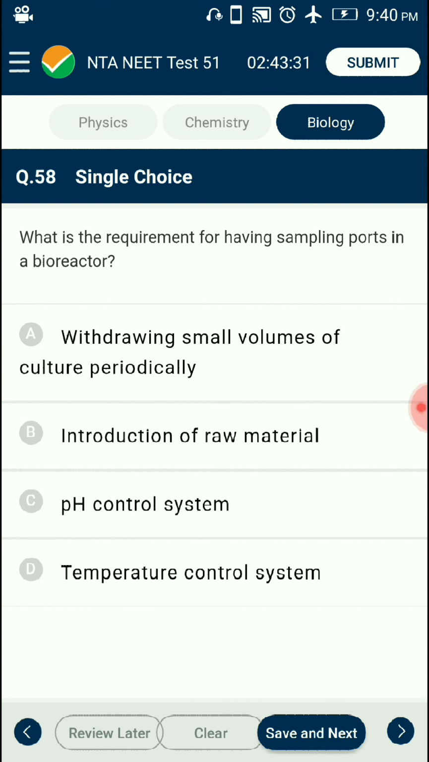Question number 58. What is the requirement for having sampling ports in a bioreactor? A bioreactor is equipment that helps in producing the desired biological products in higher quantities. Bioreactors are designed to facilitate an optimum environment for microbial growth. These reactors have sampling ports which help in withdrawing a small amount of growing culture to check for any issues in the production. Bioreactors are part of upstream processing. So the answer is option A, withdrawing small volume of culture periodically.